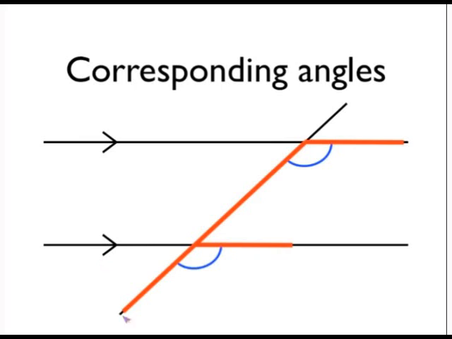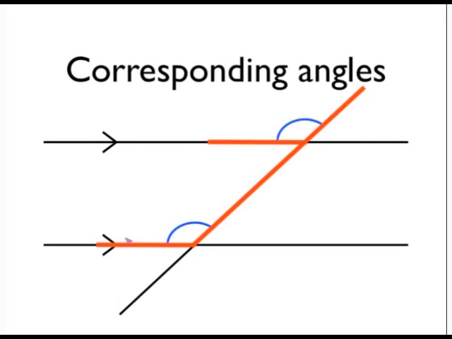Is that the only pair of corresponding angles? No. We can have angles below each parallel line, but this time to the left of the transversal. These are also corresponding angles. We are not done yet. If we go above each of the parallel lines, left of the transversal, there is a pair of corresponding angles. And lastly, above the parallel lines and to the right of the transversal, another pair of corresponding angles.